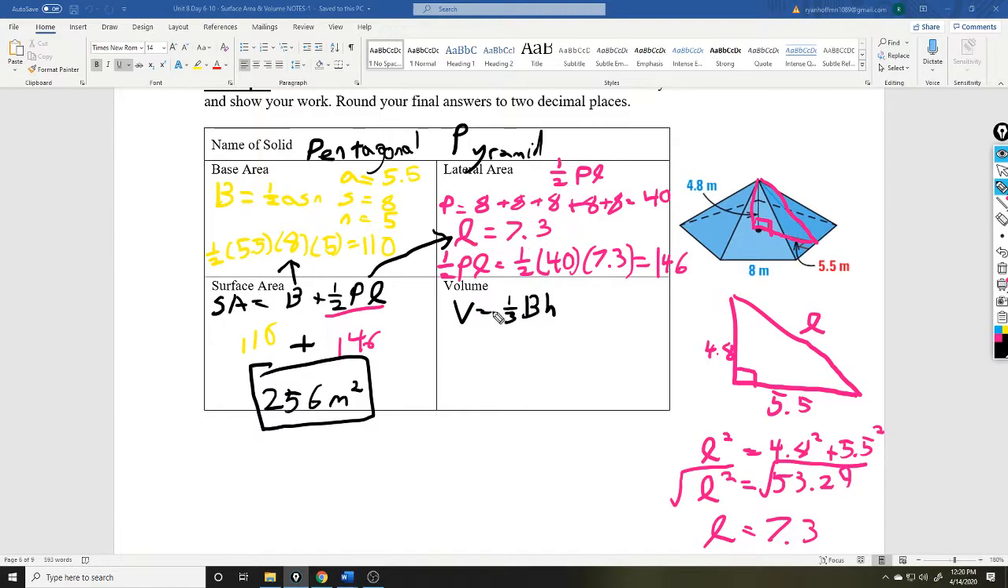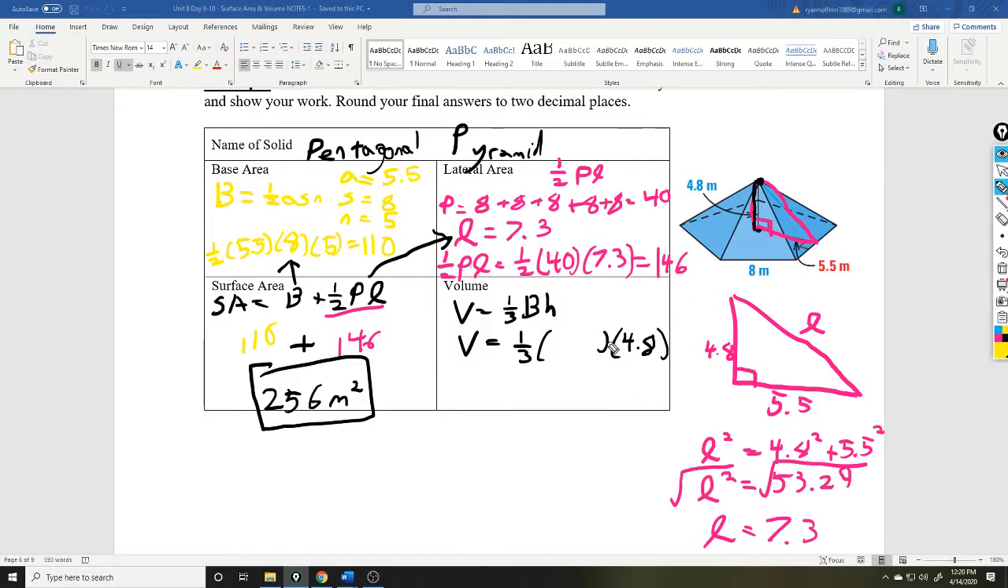Volume is 1/3 the area of the base times the height. Well, the height is this distance right here. Here's my height. It goes from the center straight up to the top of the pyramid. That's 4.8.